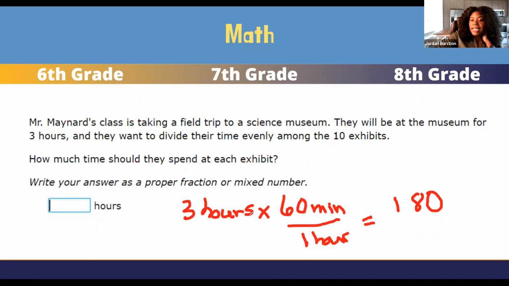And then what Joshua did is he divided all of those minutes by 10 because there were 10 exhibits, and that's how he got 18. But you didn't have to do all of that. You could have just stopped at 3 divided by 10. Okay. Good question, Aiden. But knowing how to convert from different units, hours to minutes, minutes to hours, is a very important skill to be able to do.